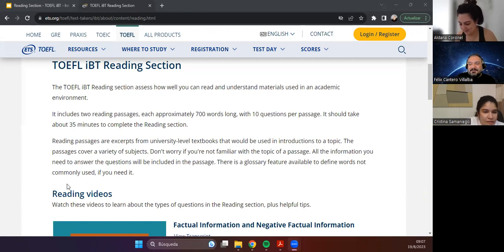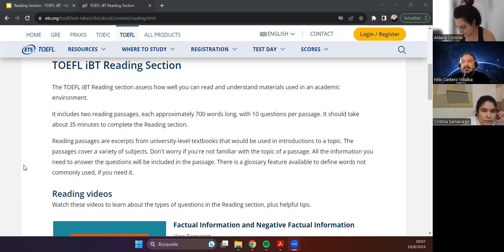This description. Yes, the TOEFL iBT reading section assesses how well you can read and understand materials used in an academic environment. It includes 2 reading passages, each approximately 700 words long, with 10 questions per passage. It should take about 35 minutes to complete the reading sections.